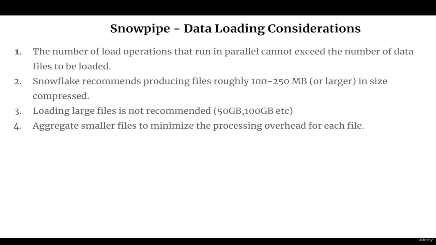Aggregate smaller files to minimize the processing overhead for each file. Now, this is also a very important point. You cannot have hundreds and thousands of small files, let's say 10 MB, 20 MB each. That will also introduce an unnecessary overhead because you do not want that many concurrent jobs running at the same time, which will also cause a spike in your billing. So those were the key points when it comes to billing and data loading considerations.